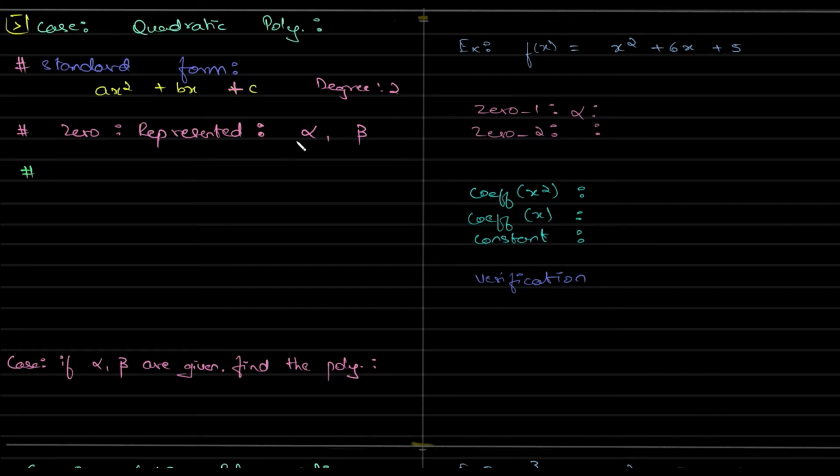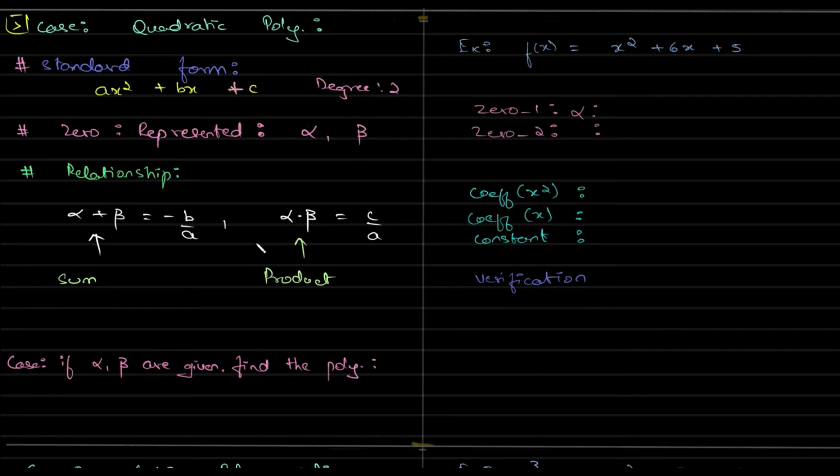Now the relationship between alpha and beta and the coefficients is this. Alpha plus beta is equal to minus b by a. Alpha into beta is equal to c by a. That is, the sum of the zeros is equal to the ratio of the coefficient of x divided by the coefficient of x square, and the product of the zeros is the ratio of the constant and the coefficient of x square.